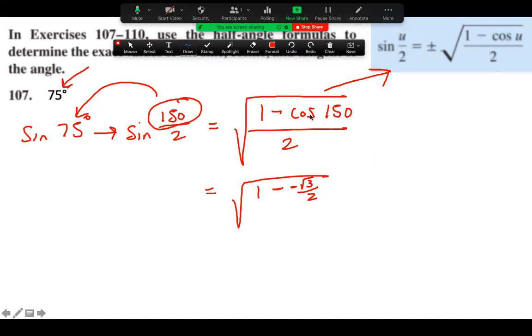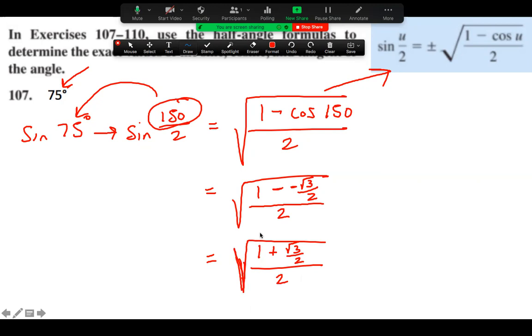Cosine, or the x-coordinate at 150, is negative root 3 over 2, and all that goes over 2. That's part of the formula. So now I'll do a rewrite. Now we have the square root of 1 minus a negative. Minus a negative is positive. So I've got 1 plus root 3 over 2, over 2. All that is under the square root.